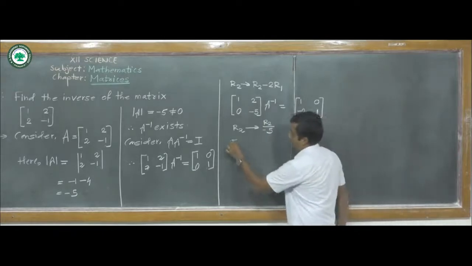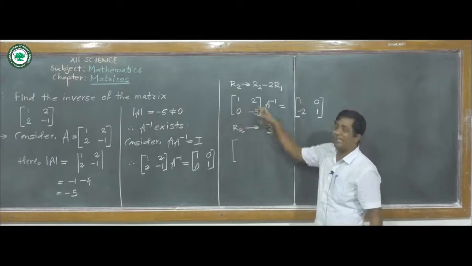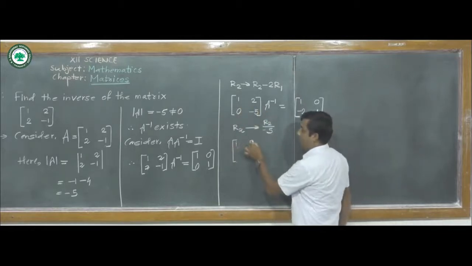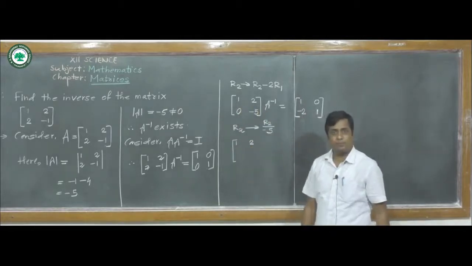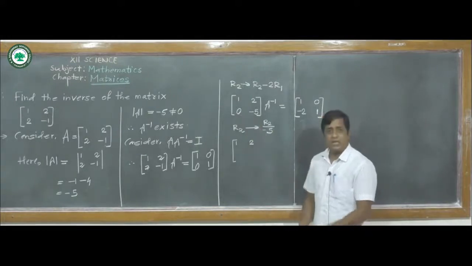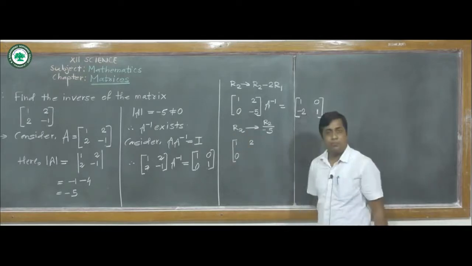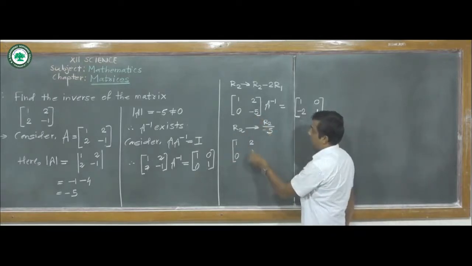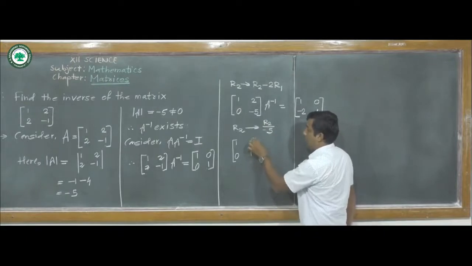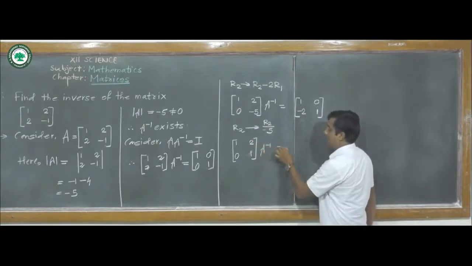Okay, so inside the matrix, in the first row, we keep the first row as it is, that is 1, 2 as it is. Then for the second row, we divide each element by minus 5. We know 0 upon minus 5 is 0, and minus 5 upon minus 5 is also 1. Next, we keep A inverse as it is.